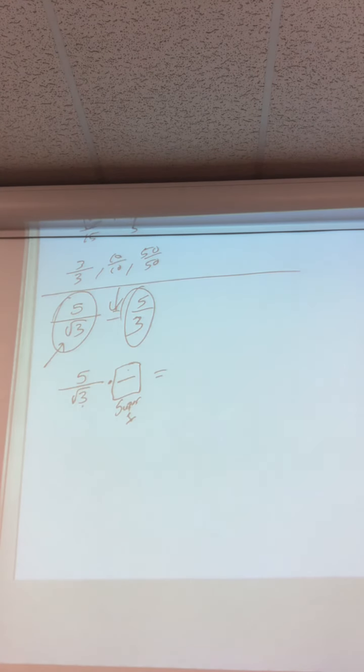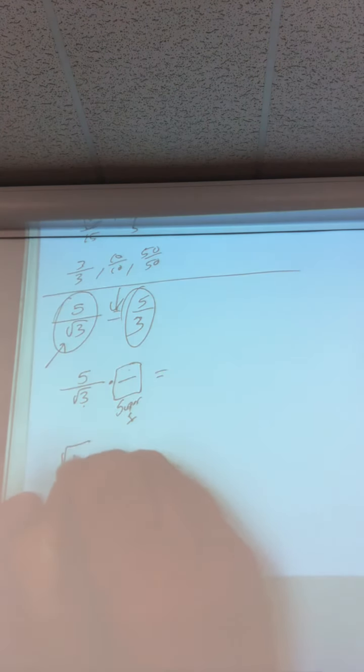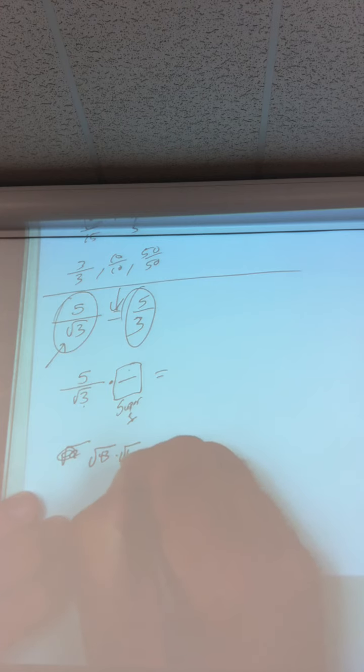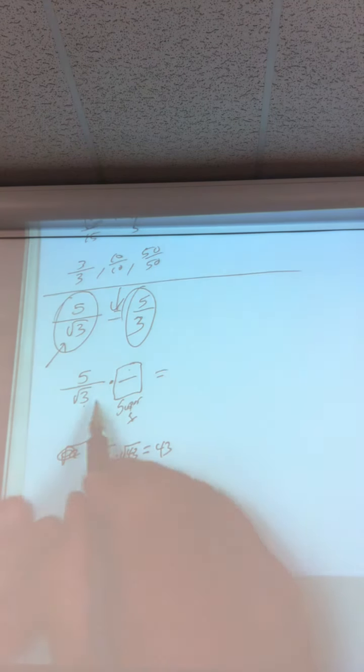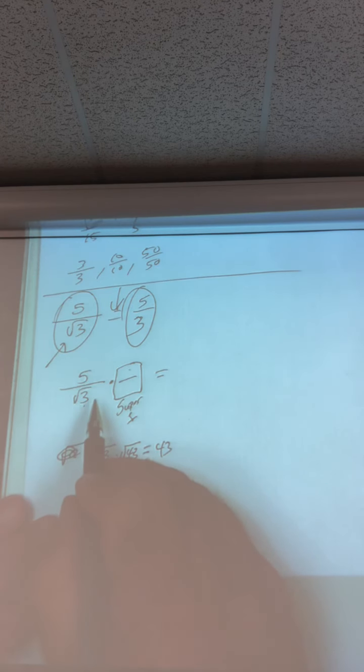Anytime you take a square root, let me just pick a number, times itself, it just simply gets rid of that square root. And I showed you why in the last video. So here's what I'm going to do. I've got to get rid of this square root of 3. So I have to rationalize the denominator.